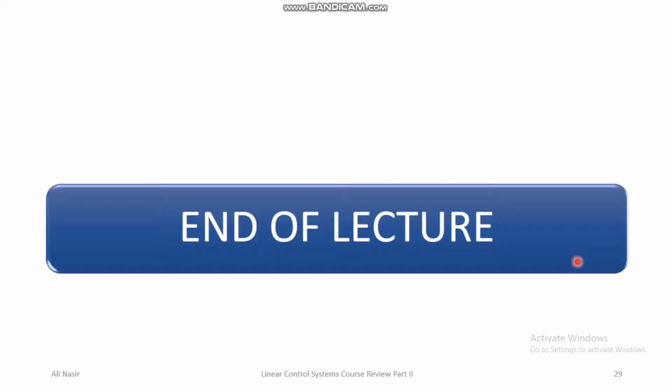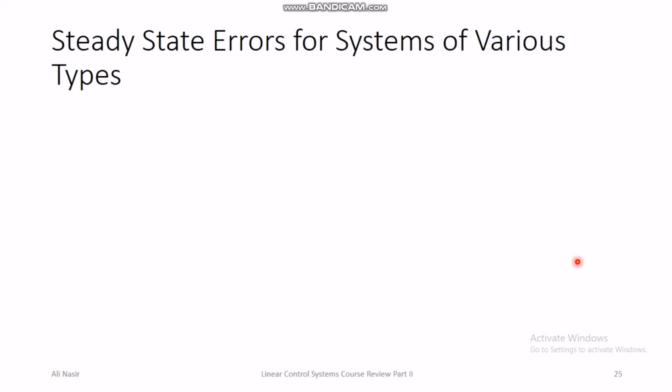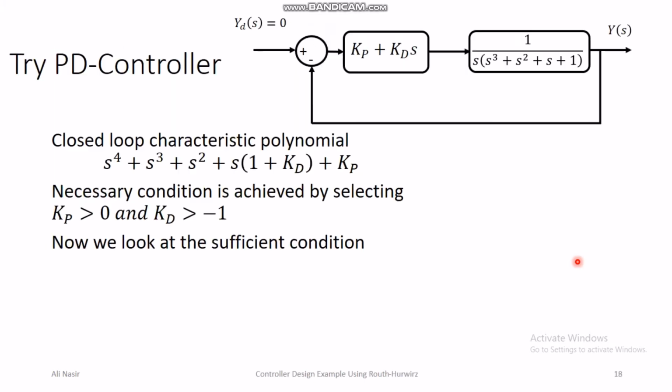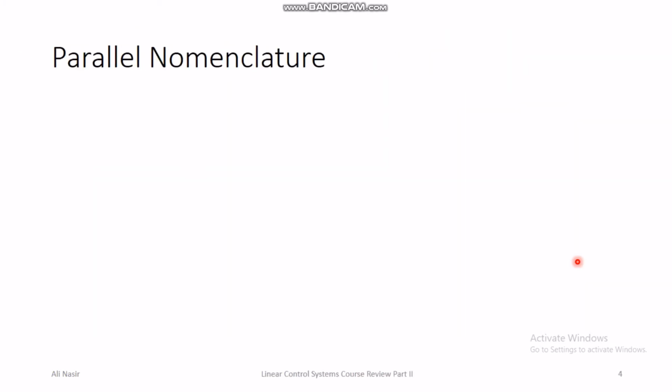That brings me to the end of the second part of the course review for linear control systems. So we have so far reviewed half of the course, and the remaining half we shall be reviewing in the next 2 parts of this series. And before I conclude, I will just briefly review the whole lecture of today, so that you have a quick review of what we discussed in today's lecture.